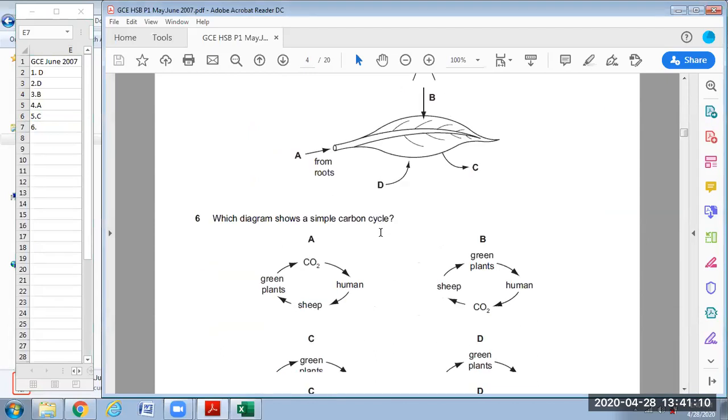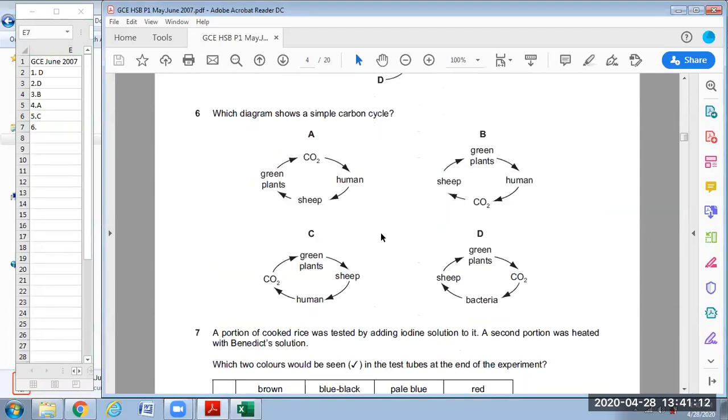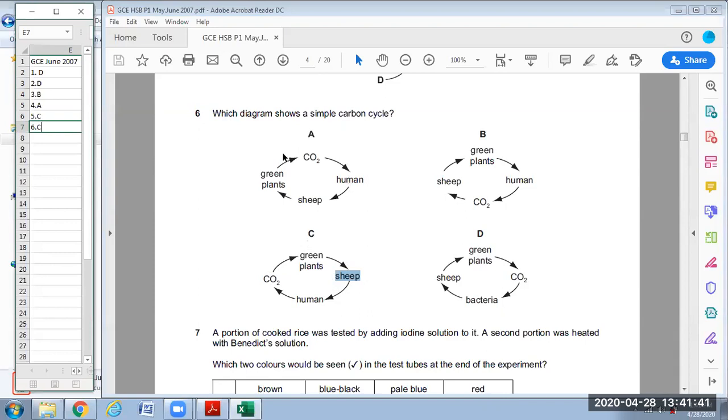6. Which diagram shows a simple carbon cycle? All right, so first you will have carbon dioxide as a gas. Now, who takes in carbon dioxide? Green plants. So the arrow should face green plants. Then sheep feeds on green plants and humans feed on sheep. So this one making sense. See, humans don't take in carbon dioxide. So this one wrong.